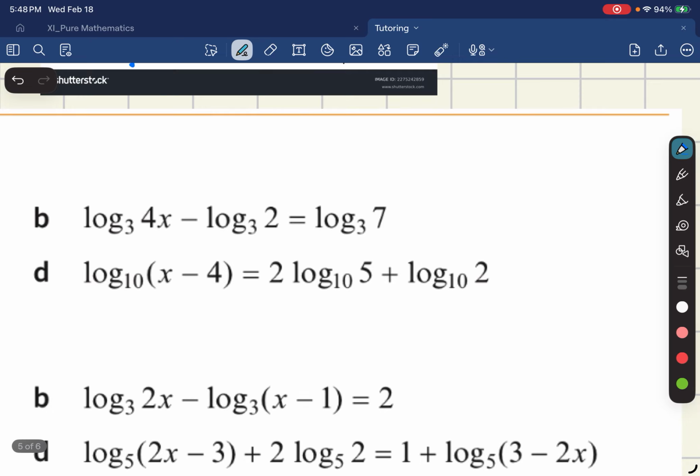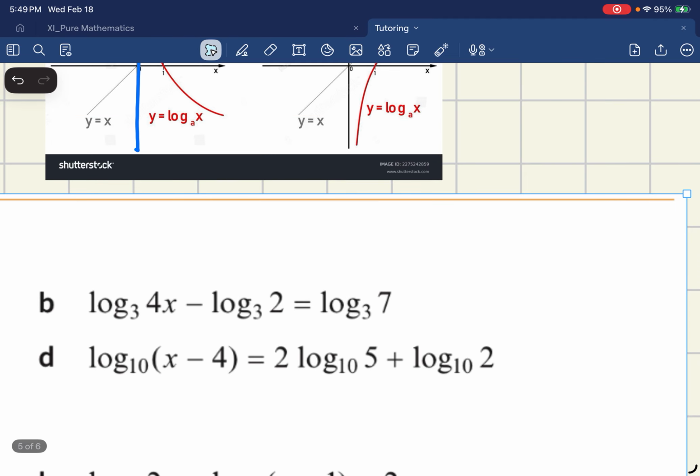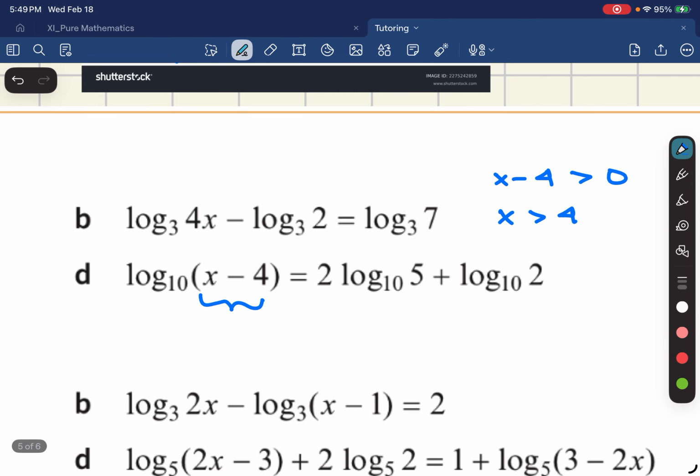Now when we go to 1d, we're going to say that this input, x minus 4, has to be greater than 0. That is important, and therefore x has to be greater than 4. If x minus 4 is greater than 0, we are allowed to add or subtract and the inequality is not affected. So if x minus 4 is bigger than 0, then x is bigger than 4. We have that to take care of for question d.